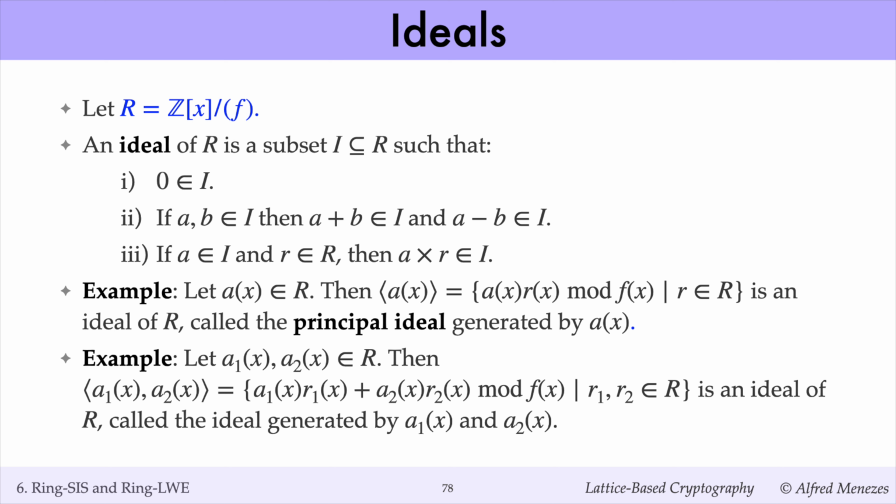Similarly, let A1 and A2 be ring elements. Then you can verify that the set of all linear combinations of A1 and A2, where the coefficients of the linear combinations are ring elements, is an ideal of R. This ideal is called the ideal generated by A1 and A2.